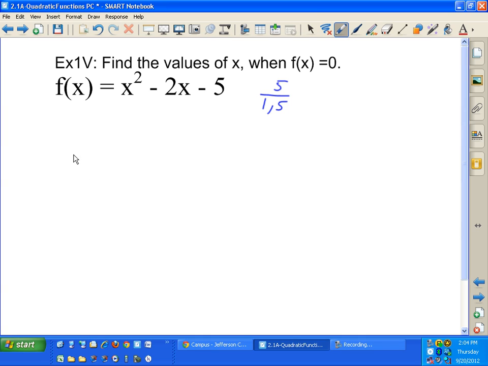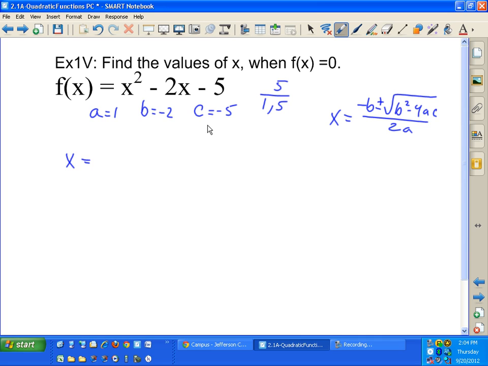And remember, we're trying to find the value of x. And so we need what x is equal to. Remember the quadratic formula is this: negative b plus or minus the square root of b squared minus 4ac all over 2a. So we're just going to follow that. In this case, a is 1, the number in front of the x squared. B is negative 2. Make sure you keep track of your signs. And c is negative 5.